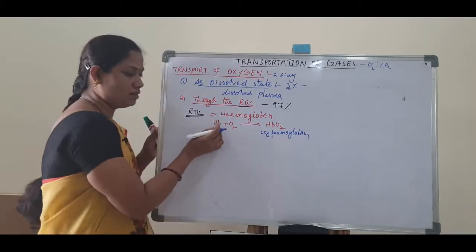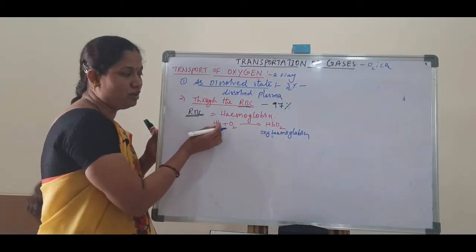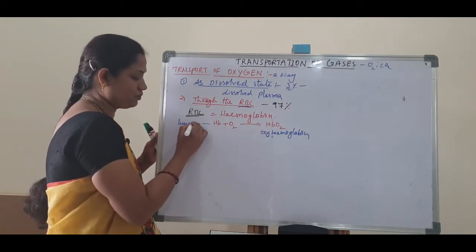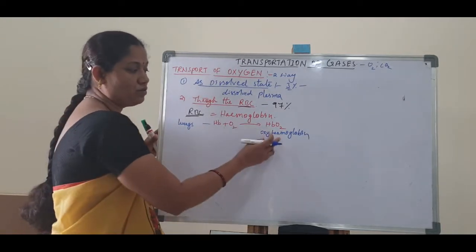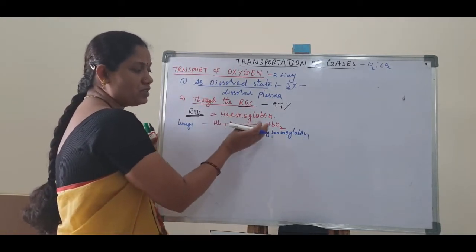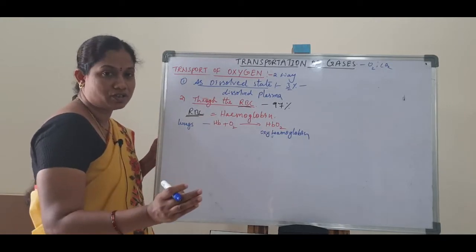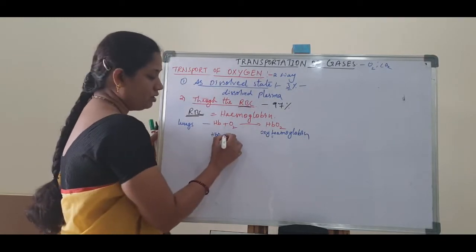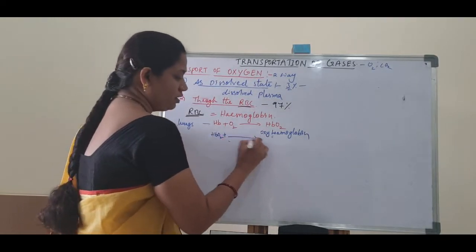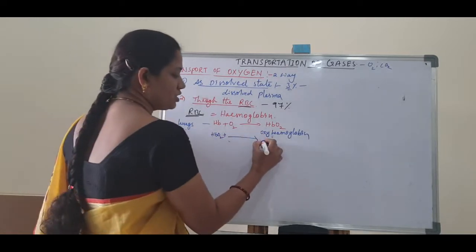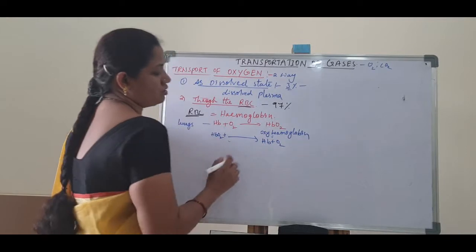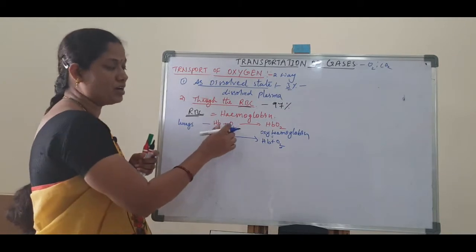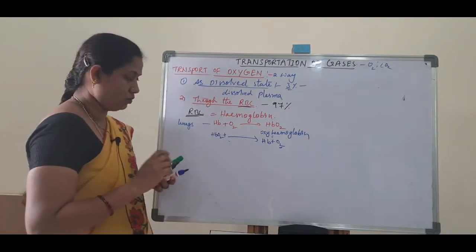So oxygen binds with hemoglobin to form oxyhemoglobin. This reaction takes place in the lungs region. In the lungs region, oxyhemoglobin is formed, and this oxyhemoglobin is transported to the tissues. In the tissue region, again this HbO2, this oxyhemoglobin, dissociates into hemoglobin plus oxygen. So this oxygen is released into the tissue. Here the hemoglobin can again bind with oxygen to form oxyhemoglobin.